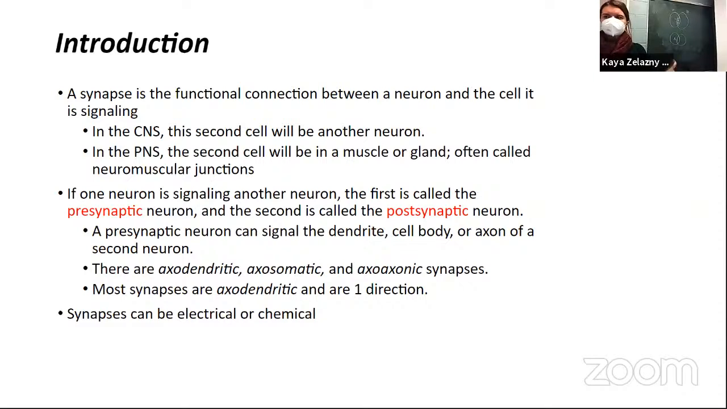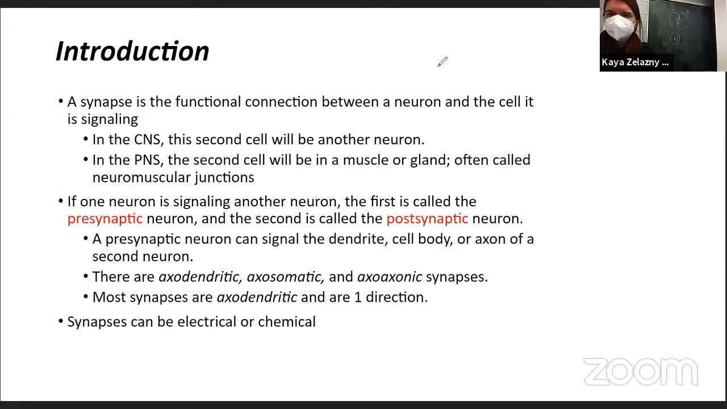So synapse is the connection between a neuron and the cell it's signaling. So in the central nervous system, I'll talk about different parts of the nervous system, but you talked a little bit about it in anatomy lab, right? So the central nervous system is your brain and your spinal cord. In the central nervous system, our connection is going to look like one neuron, right? Our axon terminals, and then we're going to have another neuron in sequence, right? So that's happening in our central nervous system.